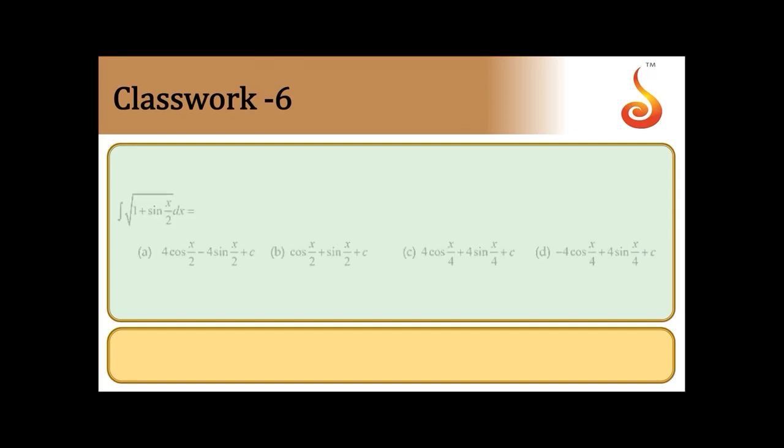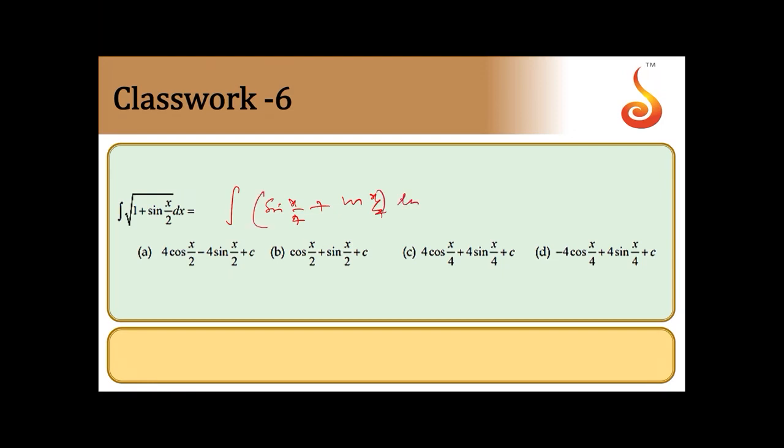Because this can be written as the integration of sine x by 4 plus cos x by 4 taken whole square dx. And therefore, the integral of this means minus cos, you get it. So, the answer is D definitely.